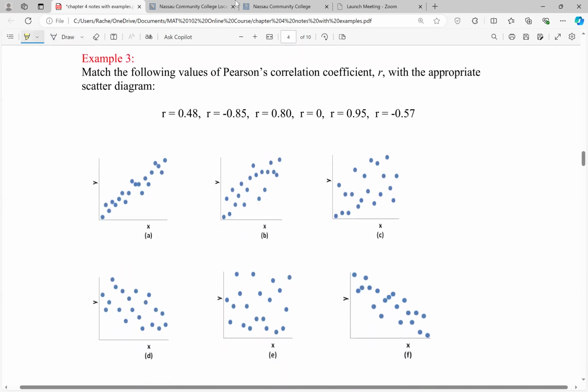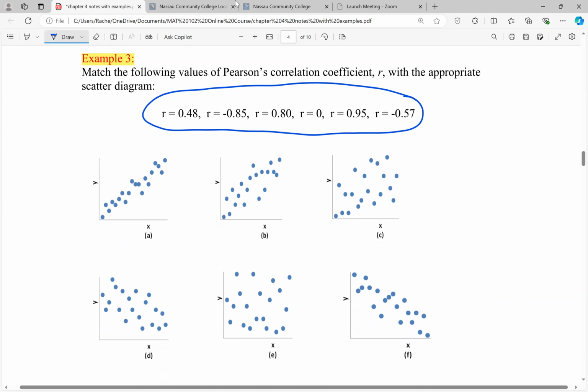I think example 3 is a nice example. So what we have to do here is I gave you 6 R values. So 6 values of Pearson's correlation coefficient R. And what we have to do is match them with the appropriate scatter diagram below. So, I mean, there's no right or wrong way to approach this. Typically, what I do is I like to go through the scatter diagrams and just say if they seem to be positive, negative, or no linear correlation, and then I'll go and match them.